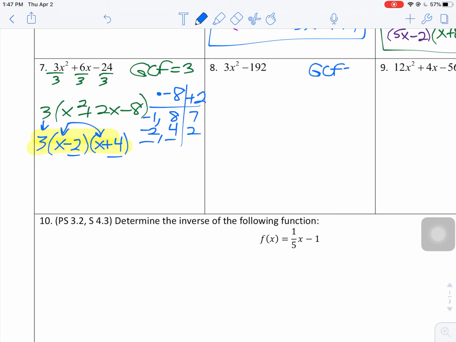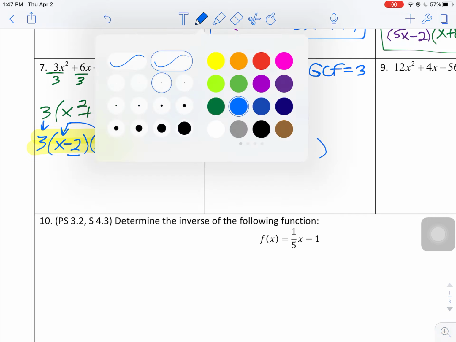Yes, pretty sure that 192 is divisible by 3. So x squared minus 64. Looking at our leftovers, there are only 2 terms. They're both perfect squares, and it's subtraction. So this is the difference of 2 perfect squares.